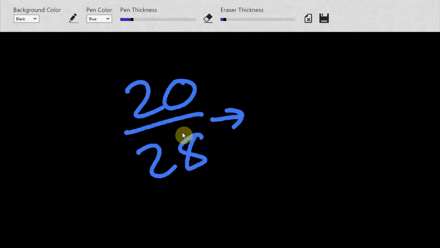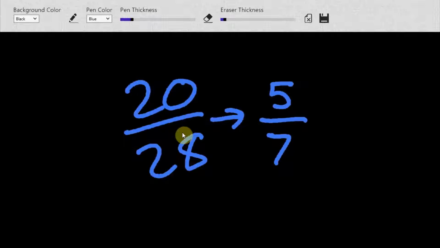is 4. So if we divide 20 by 4, we get 5. If we divide 28 by 4, we get 7. As you can see here, 5 and 7 don't have any common factors, so therefore this value, 5 over 7, is the fully simplified version of 20 over 28.